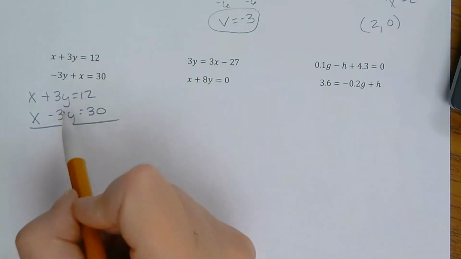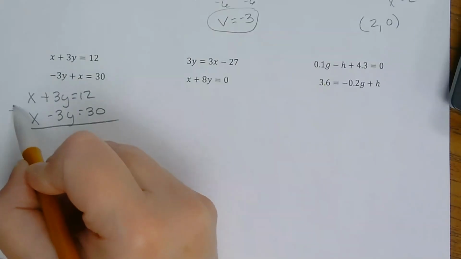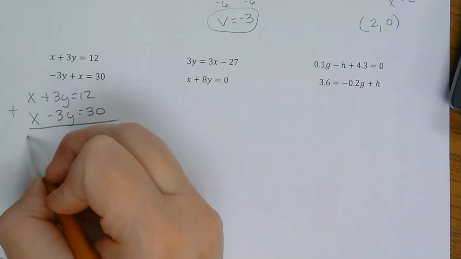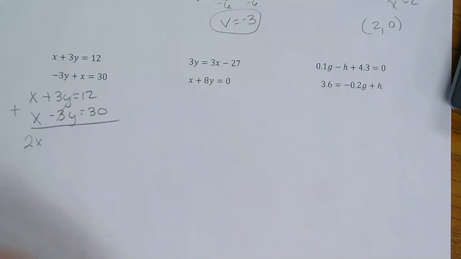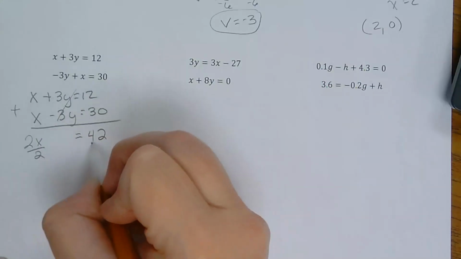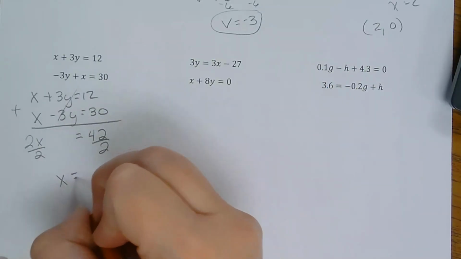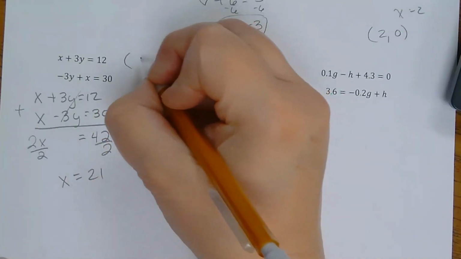And this one's really nice because it has a positive 3y and a negative 3y, so I know I'm ready to eliminate. So 2x, positive 3y, negative 3y eliminate, equals 42. Divide both sides by 2, so x equals 21. So I know this one's going to have one solution.